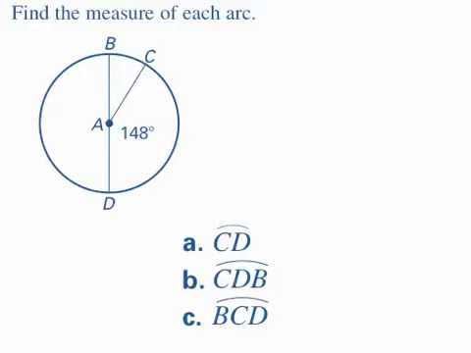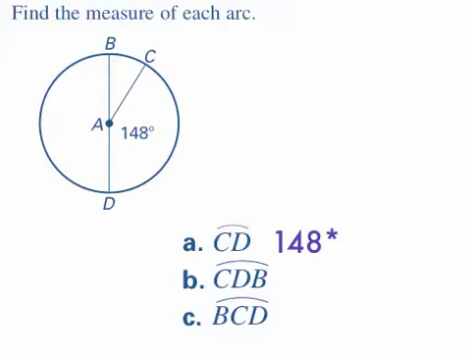Notice in this diagram, they've given us that angle CAD is 148 degrees. Well, arc CD would be all of the interior points of the angle CAB. So because angle CAB is 148 degrees, arc CD, the minor arc CD, would be 148 degrees. Now they want us to find arc CDB.